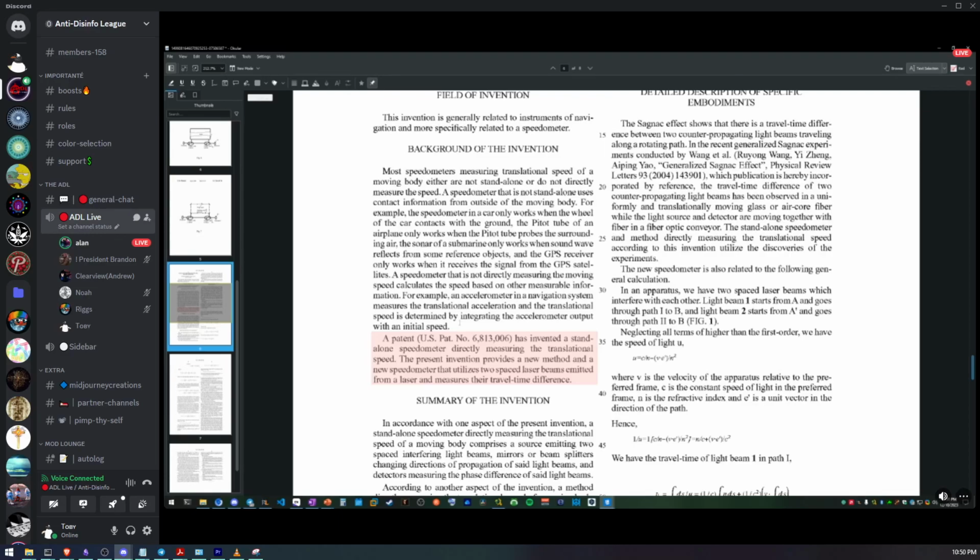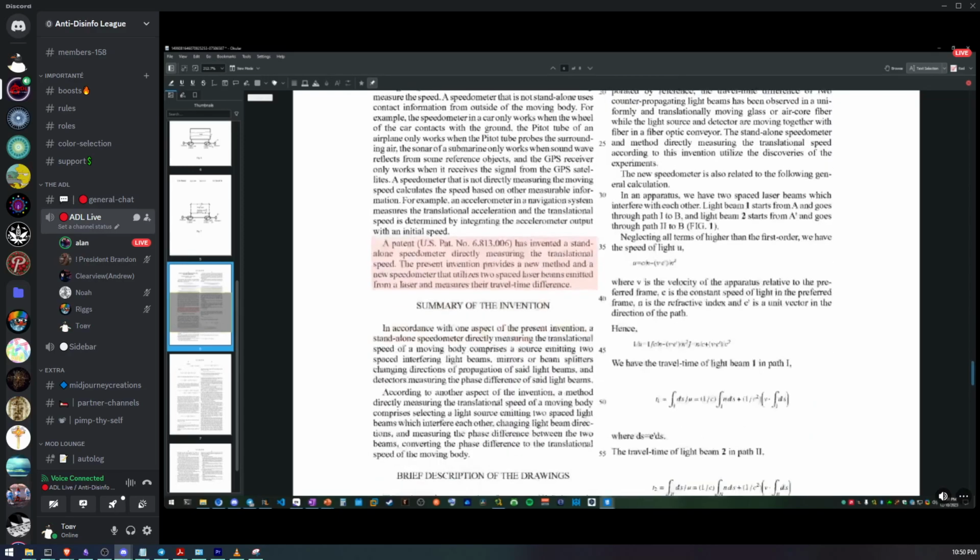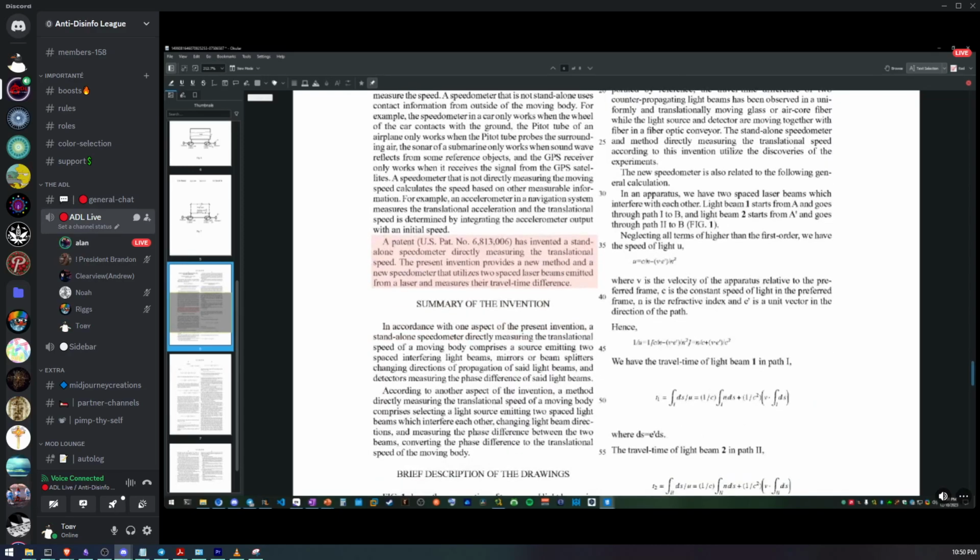Acceleration is the navigational speed. Oh, yeah. So he's talking about the current inertial. Okay, so for example, the accelerometer in the navigation system. Okay. And then a patent has invented a standalone speedometer directly measuring the translational speed.